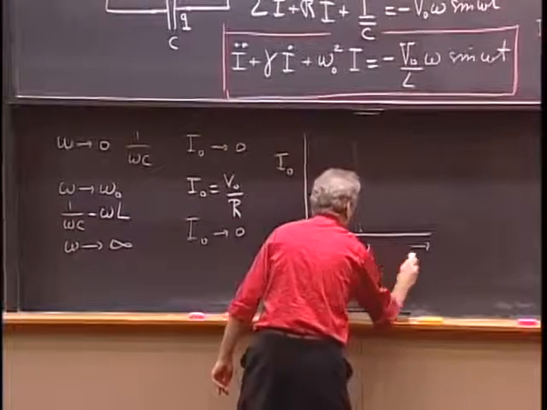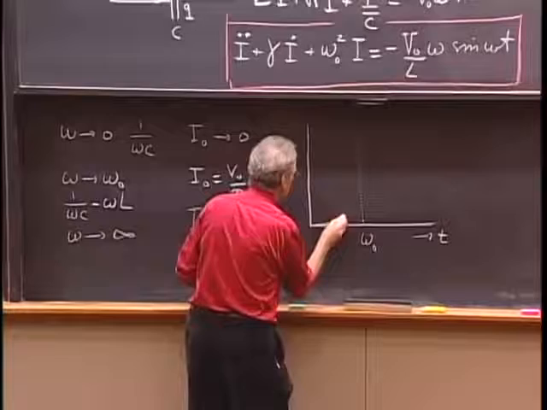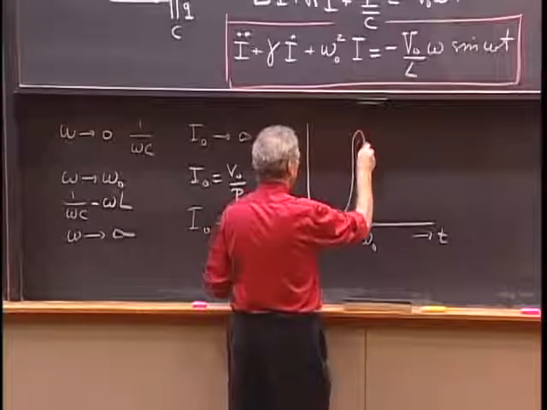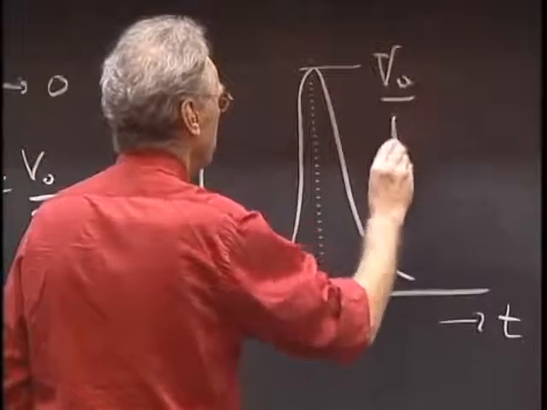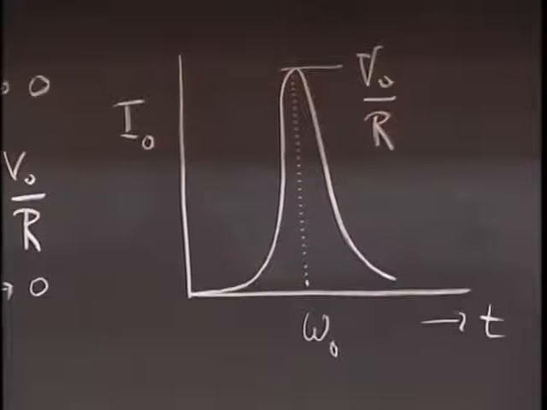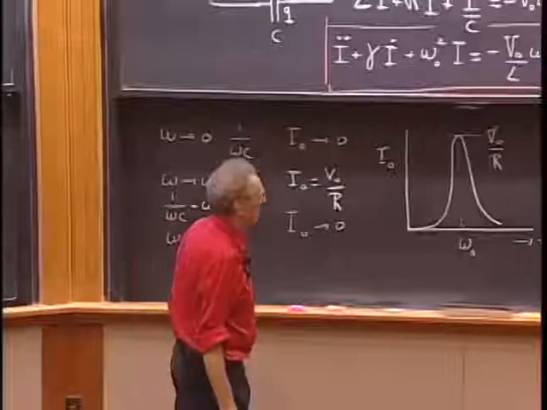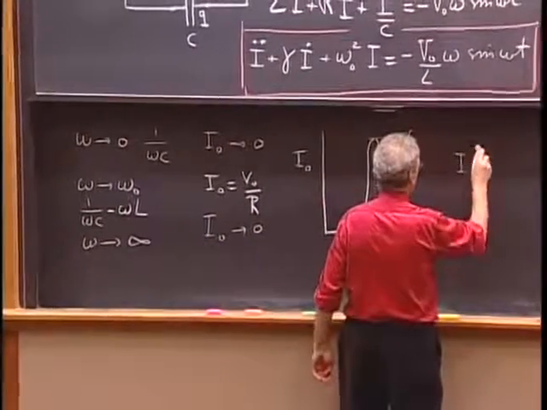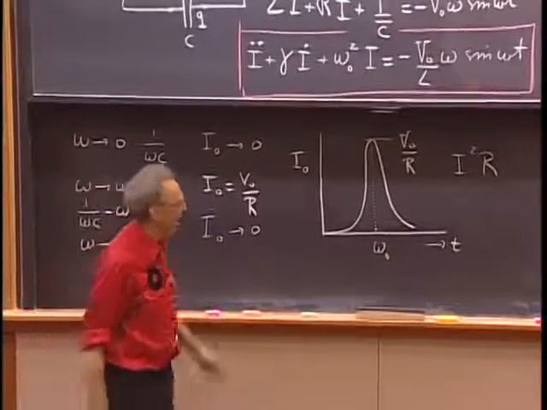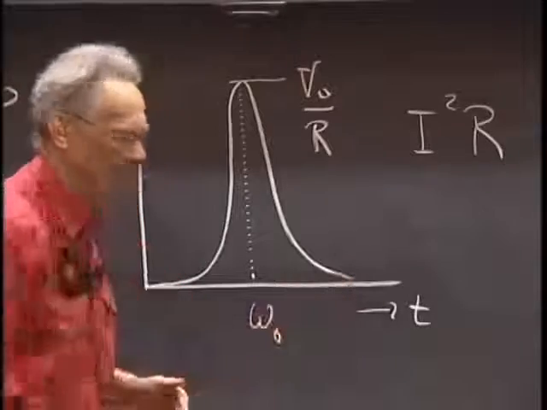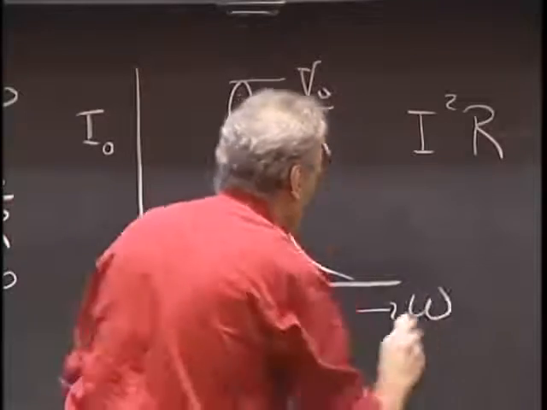Exactly at omega 0, it will go to a maximum. It will start at 0, will go to a maximum, and then it will fall off to 0. And this value here is V0 divided by R. This is not power. I have now plotted current. Power, of course, would go as I squared R. That is the heat that you dissipate in the resistor. So that will go as I squared. I've plotted here I as a function of not t, but as a function of omega.